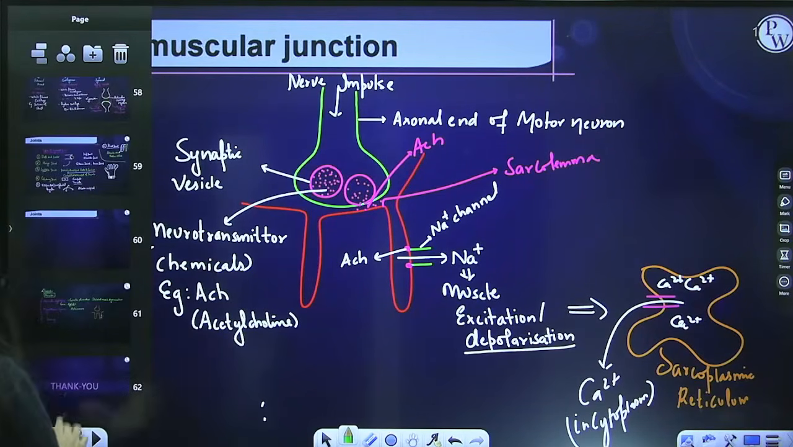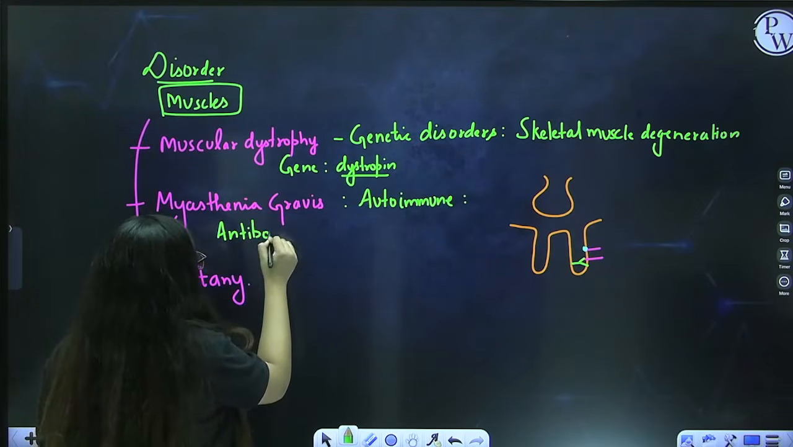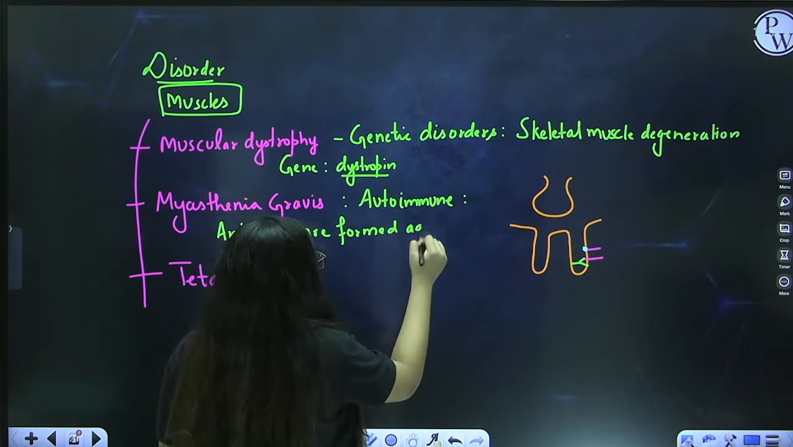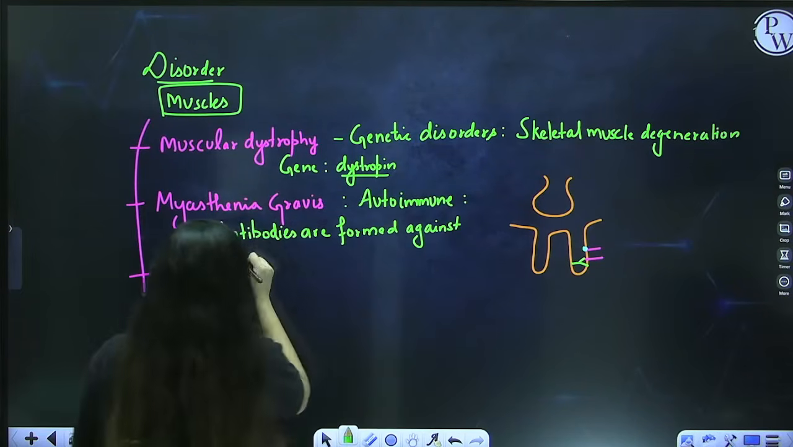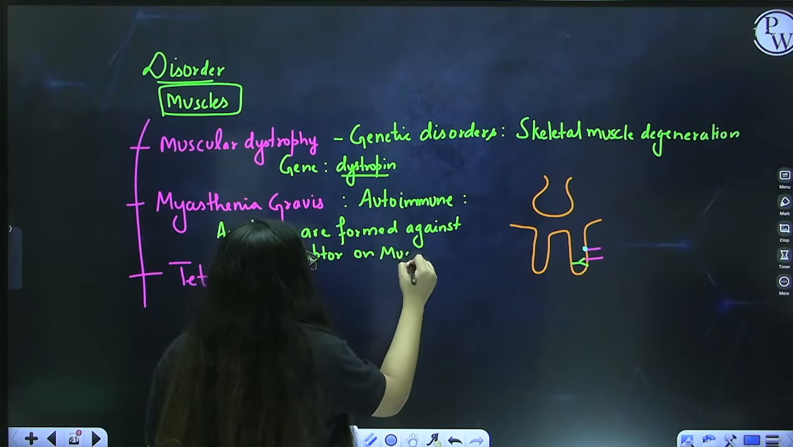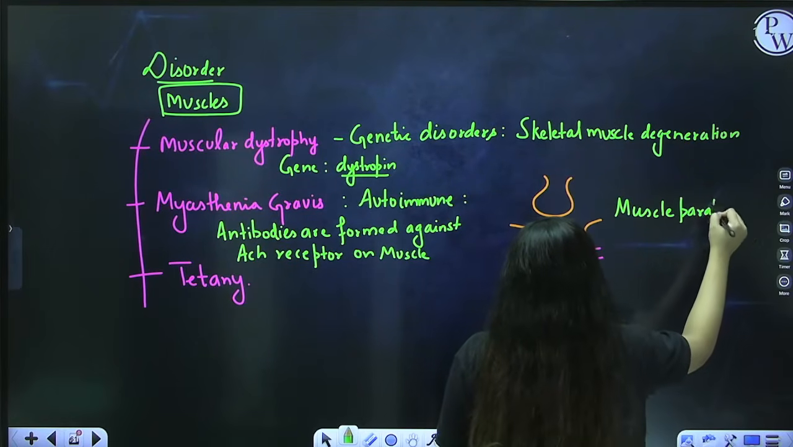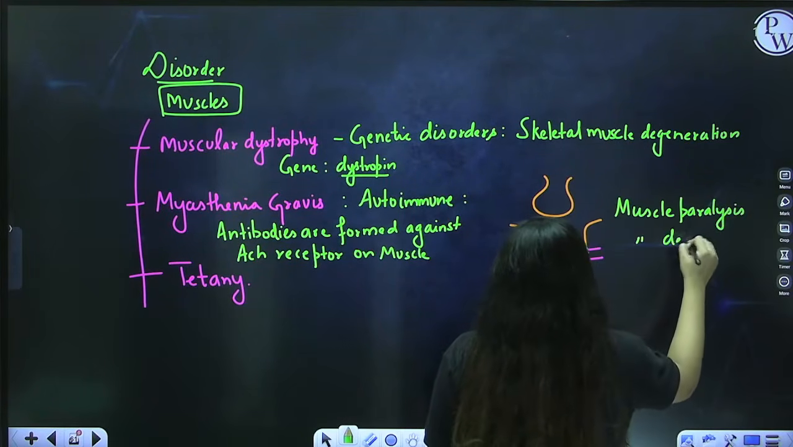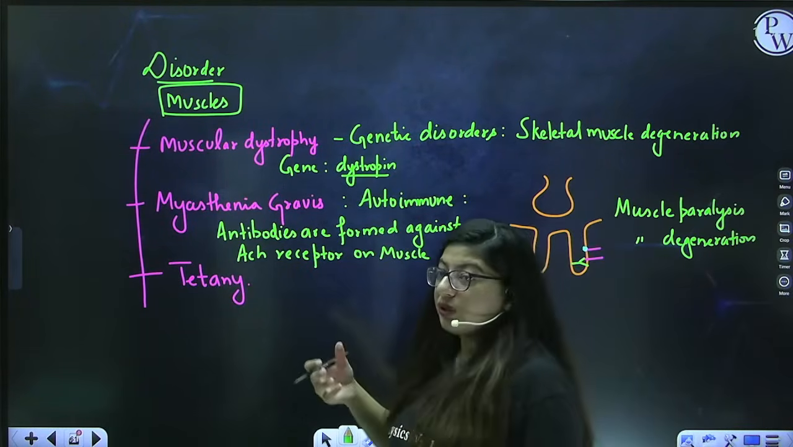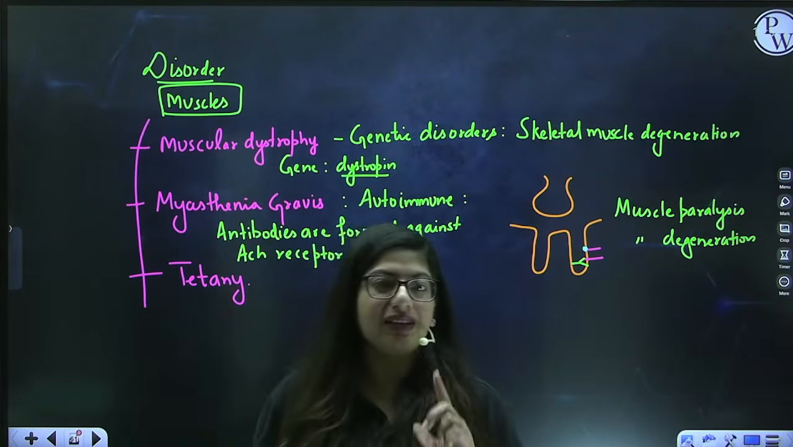So myasthenia gravis is an autoimmune disorder. The antibodies are formed against ACH receptors, acetylcholine receptors on muscles, which will lead to muscle paralysis and then muscle degeneration. The muscle will die. Such people are even not able to engulf the food properly because skeletal muscles are there in the upper one-third of the esophagus and in the pharynx.